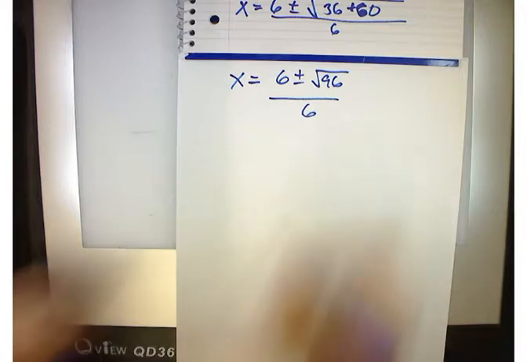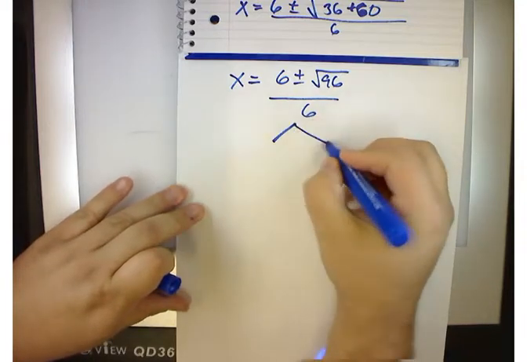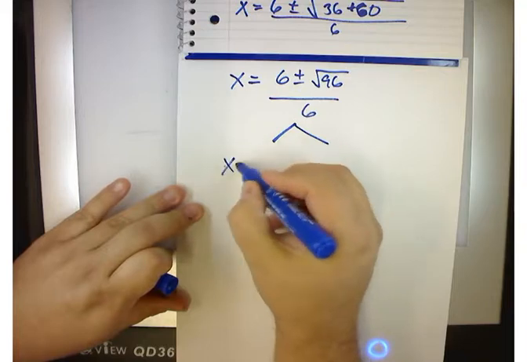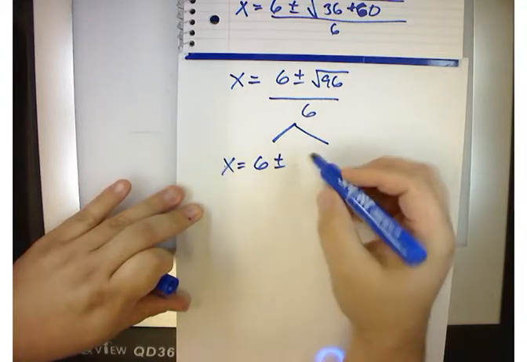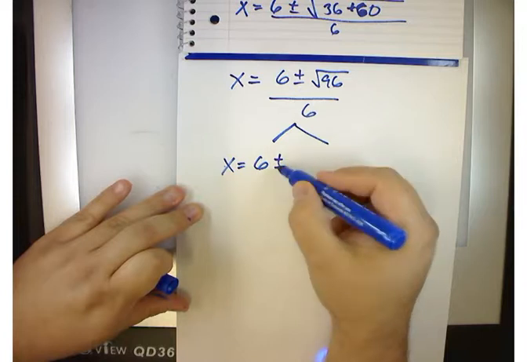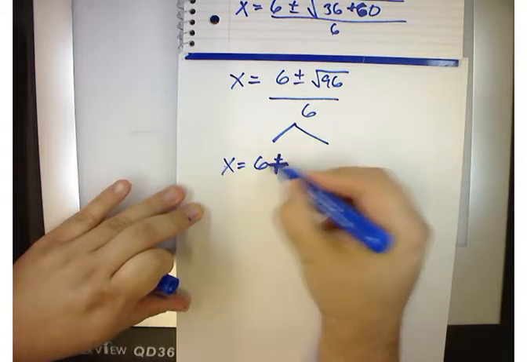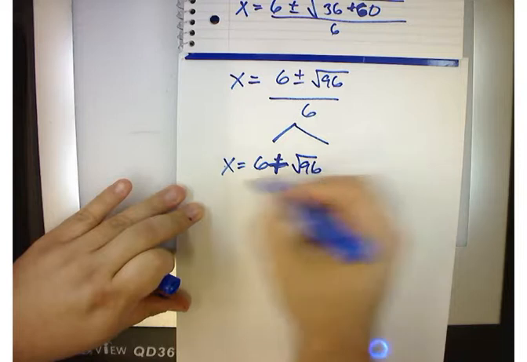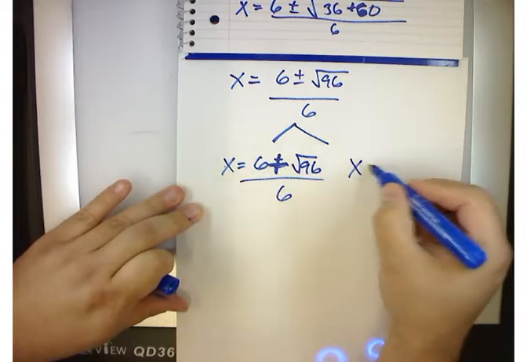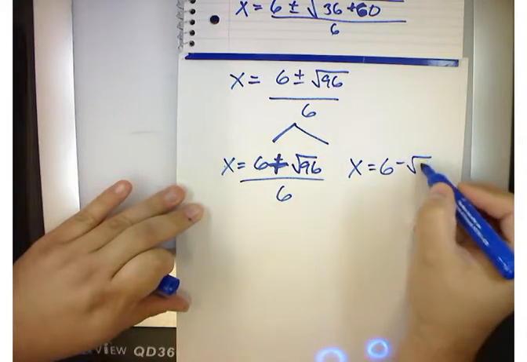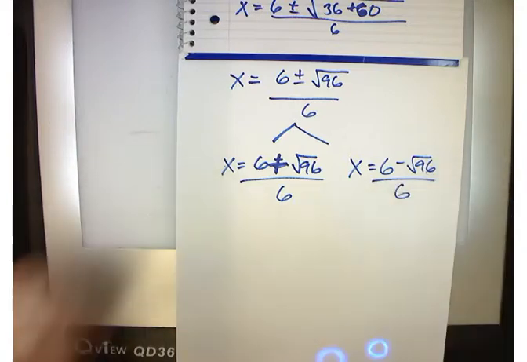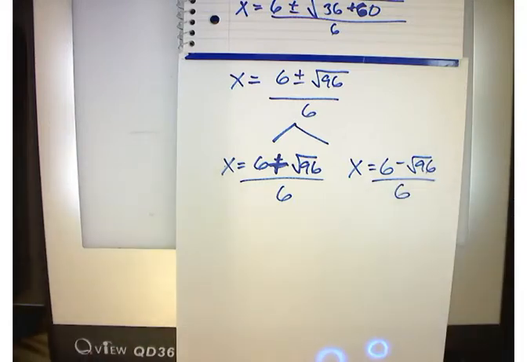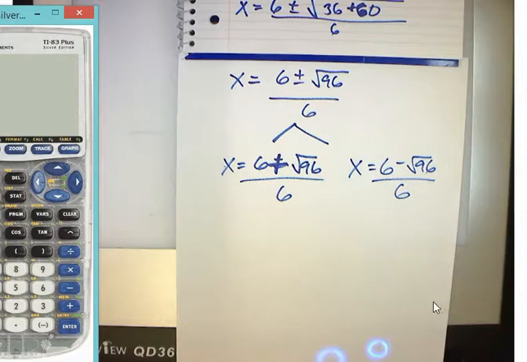But now at this point I could separate these. I'm going to say x is equal to 6 plus the square root of 96 over 6, and x is equal to 6 minus the square root of 96 over 6. Now, Mr. Adams is pretty good at entering all this in the calculator in one step. You may not. So what I recommend, until you get the hang of this calculator business, is that you do the numerators first.